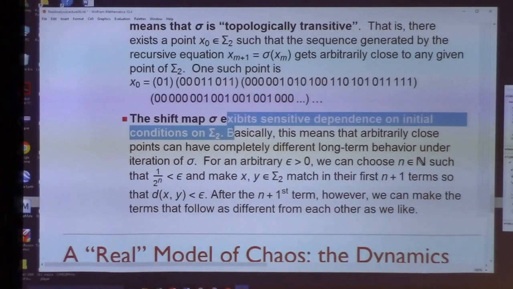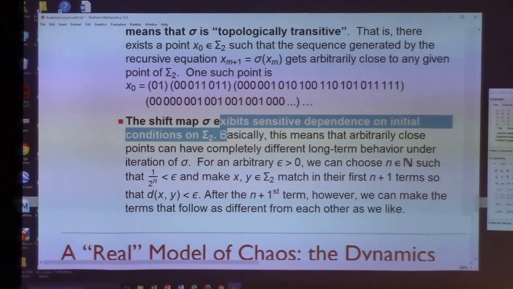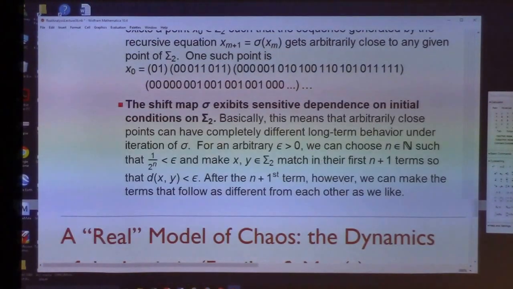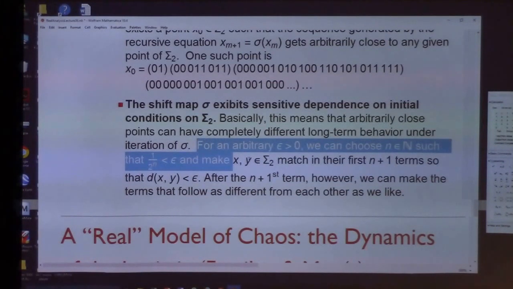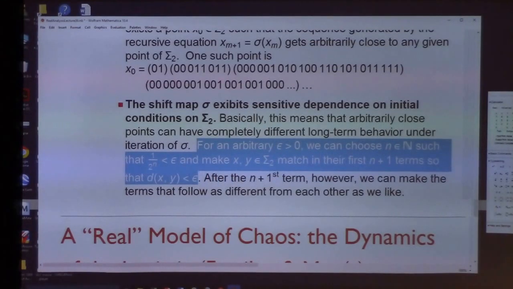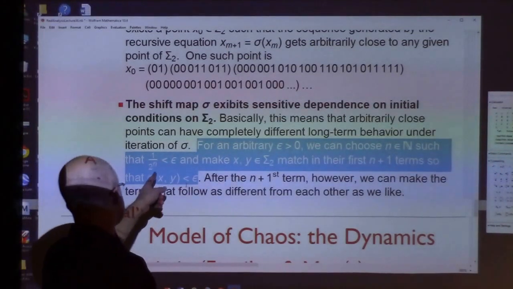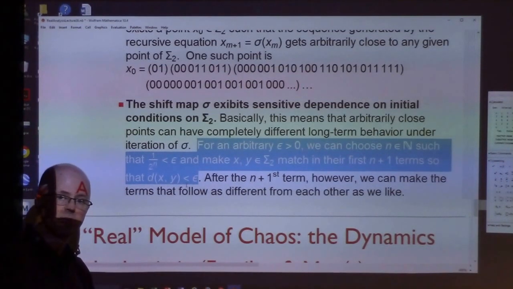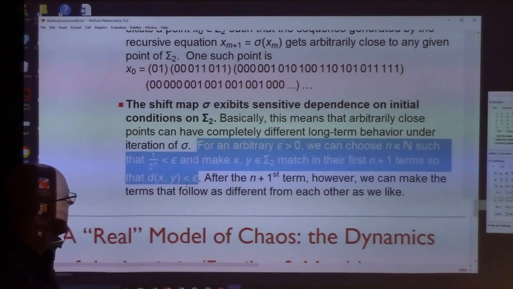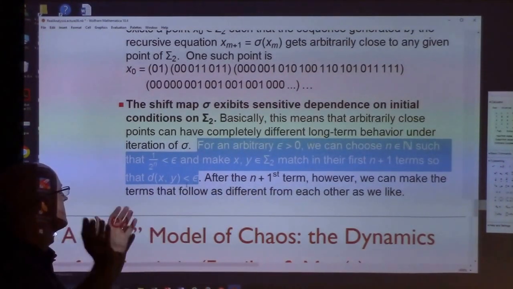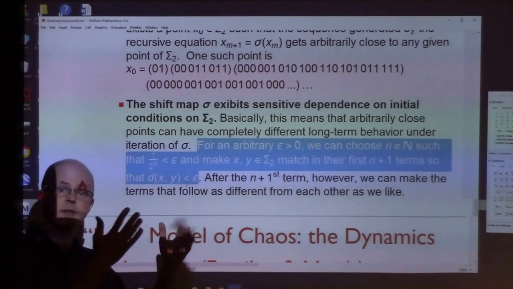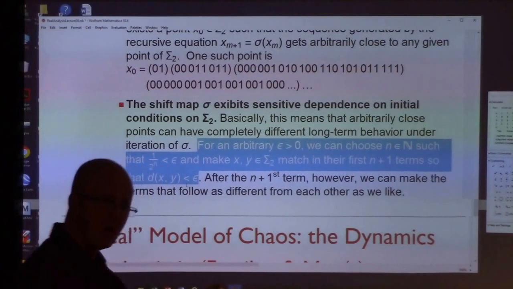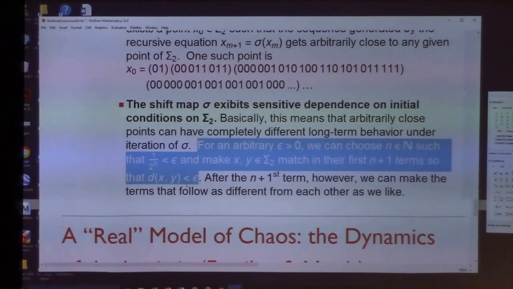It also exhibits sensitive dependence on initial conditions. You change the initial conditions slightly, you're going to get a completely different long-term behavior. Basically, the idea here is, for an arbitrary epsilon, we can choose two points that are close together, within 1 over 2 to the n of each other, which is less than epsilon. Just make their first n plus 1 terms match. They're going to be within 1 over 2 to the n of each other then, and also within epsilon. And then after the n plus first term, make the terms that follow as different as you like. You can make them all different. And so what that's saying is the long-term behavior of the shift map under these two close sequences is going to be completely different. That's sensitive dependence on initial conditions.